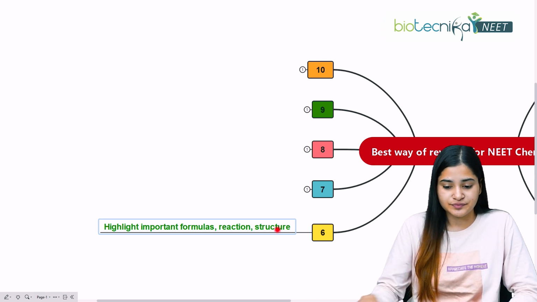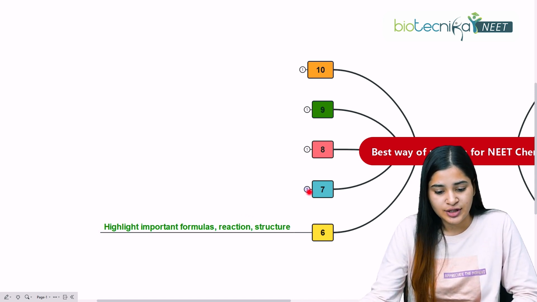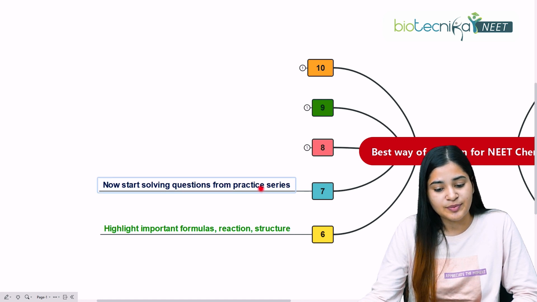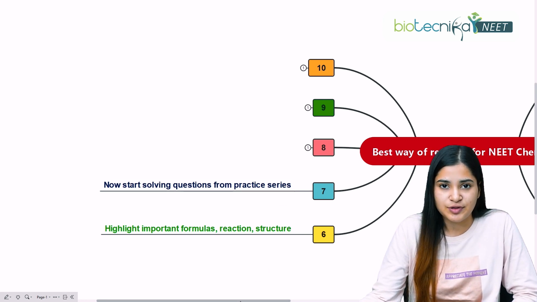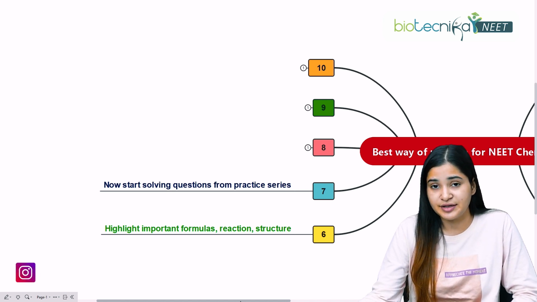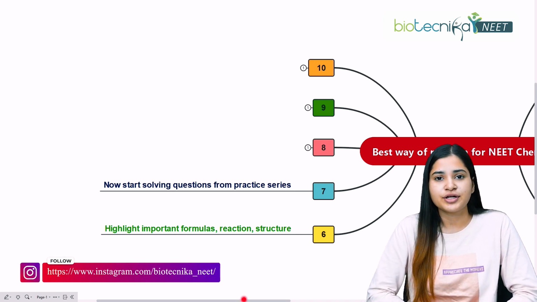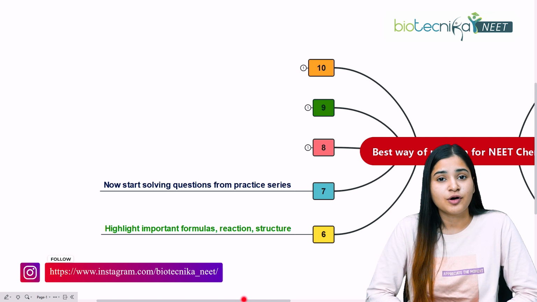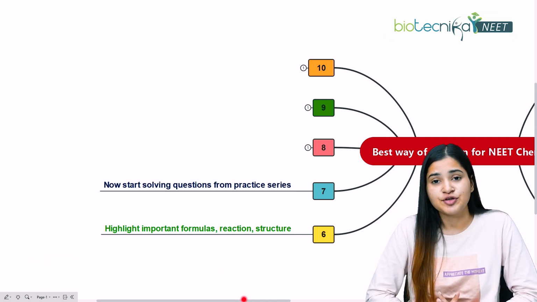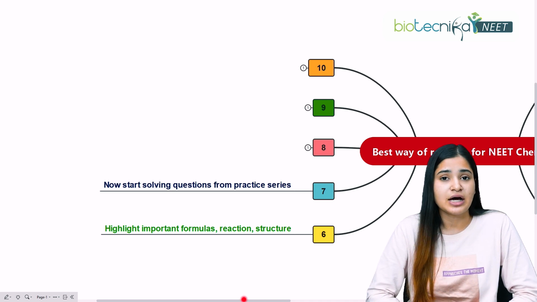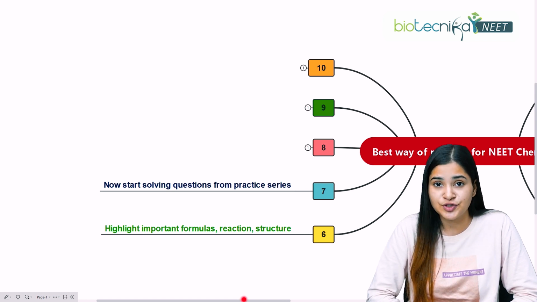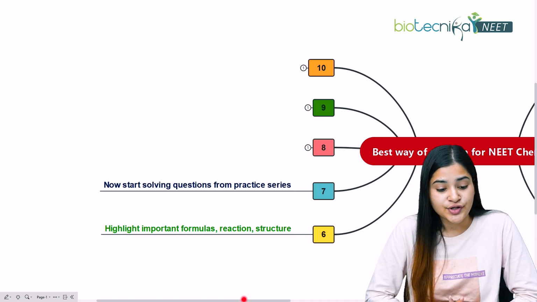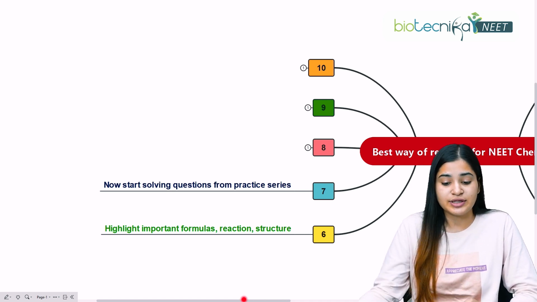and revise quickly. The seventh point of revision is that you should start solving questions from the practice series. Now you have studied the chapter from NCERT, you have taken reference from the reference book, you have noted down all the important formulas, you have searched for the application of those formulas, you have noted the information and the important concepts, you have highlighted everything that is important. Now you have to start practicing the questions, and for revision it's equally important to practice questions as it is to learn the concepts thoroughly. So it's important for you to now start solving questions, and it can be from the practice series.